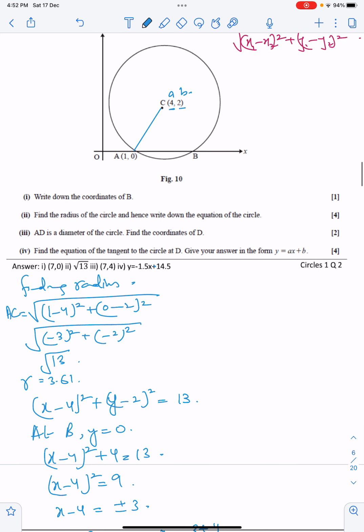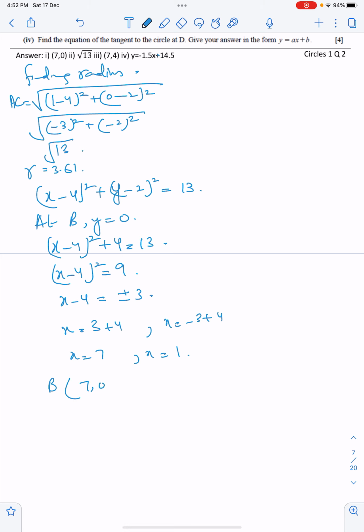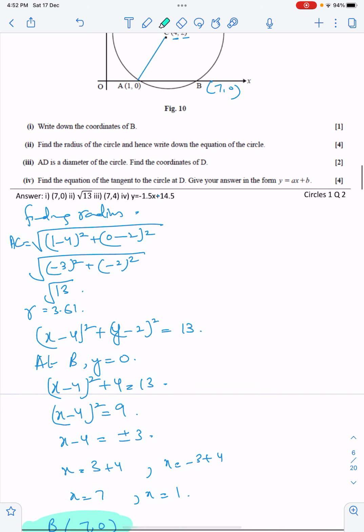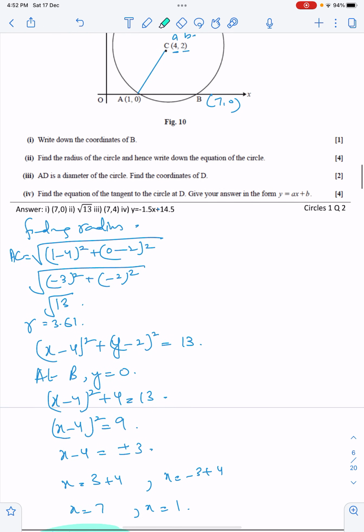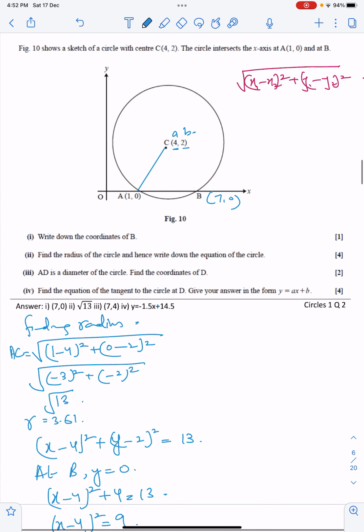That means one point of intersection with the x-axis is (1, 0) and the other point is (7, 0). That means the coordinates of B are (7, 0). This is the answer to the first part of the question. We had to find the coordinates of B. This was for 1 mark. Next: find the radius of the circle and hence write down the equation of the circle. We've already found the radius of the circle.